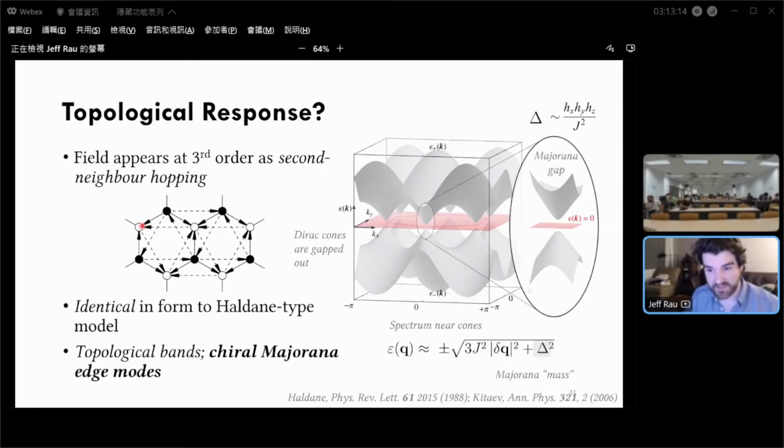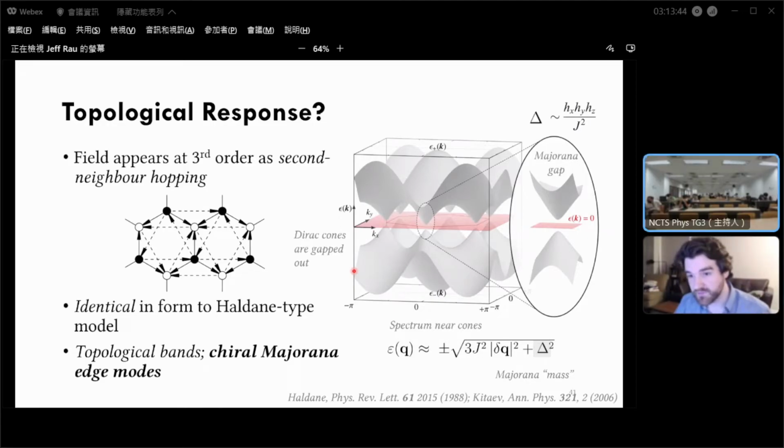Just like when you add this second neighbor hopping to a nearest neighbor model on a honeycomb lattice like Haldane did, you gap out the Dirac cones, and then the two bands you get are topological. They have finite, equal and opposite Chern numbers. And so the same thing happens when you put a very weak magnetic field on the Kitaev model. So you get essentially a Majorana Chern insulator, if you want to call it that. These Majorana bands now have a finite Chern number. Because of this finite Chern number, these things have chiral, topologically protected Majorana edge modes if you put them on a finite lattice. And so this can give a topological response.